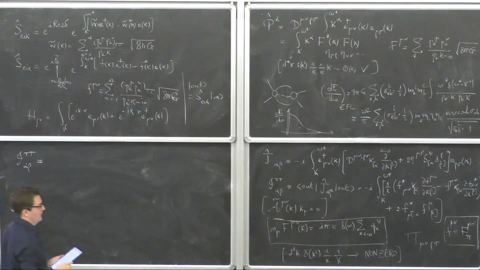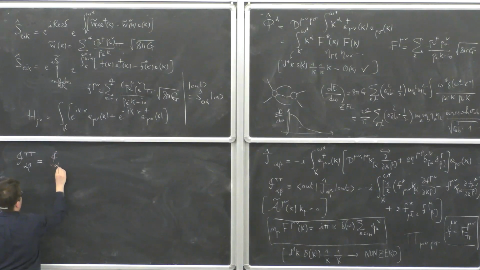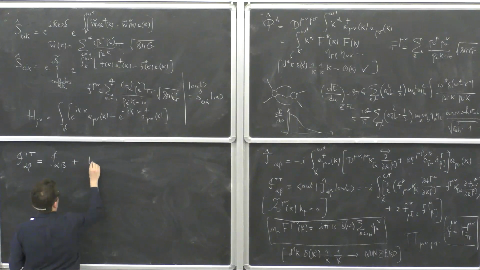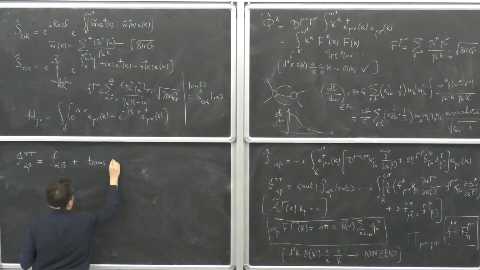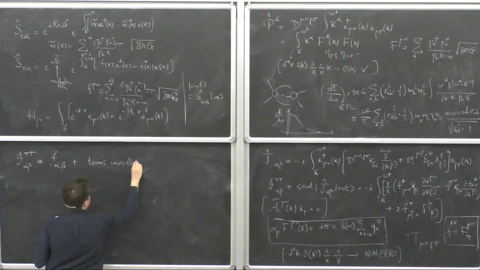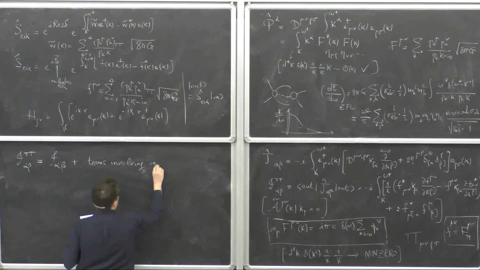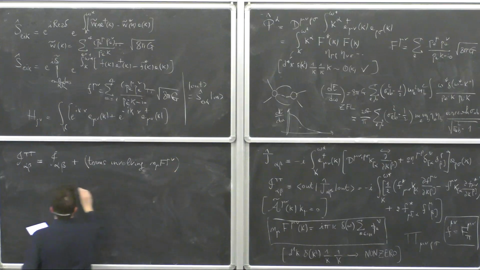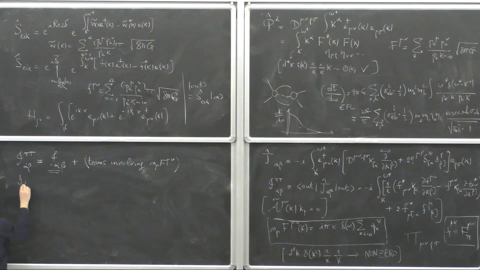This TT projector thing, you can write it as something, which I will write down in a second, plus terms involving n mu F mu nu, which is non-zero in this case. But first, let me focus on this guy, which has a nice form.